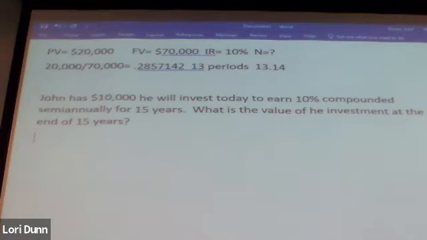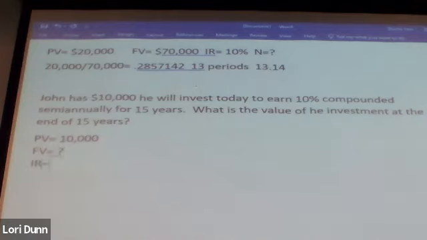Take a look. Remember, approach it like we have. Present value, do we know the amount? No, 10,000. So that's how much the investment is today. Future value? That's what we're trying to calculate here.